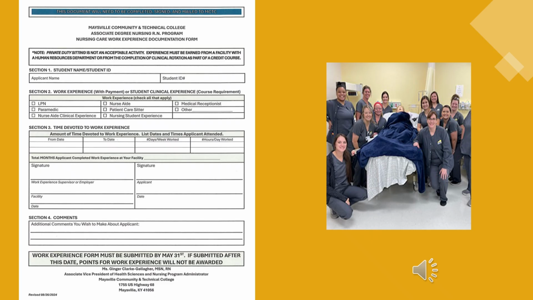It has to be filled out by the director of nursing or the head of HR at the company that you worked for, and it cannot be signed by you. You have to sign it under the applicant, but the work experience supervisor or employer has to sign it in the other box. So if you sign that, we will not take this and give you the 2 points if it has not been signed by the facility. We will check with the facility to make sure that this is accurate, and we also can give you 2 points for having military experience. So you just have to send in a copy of your military ID or proof that you were in the military.